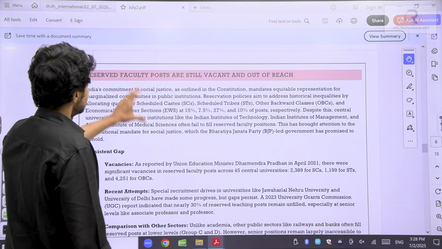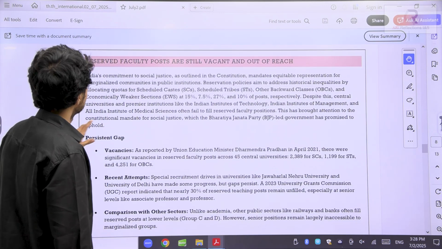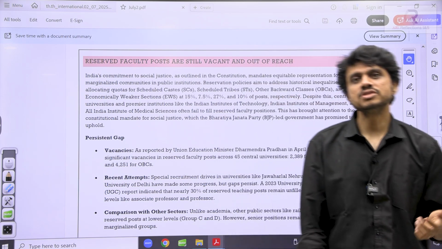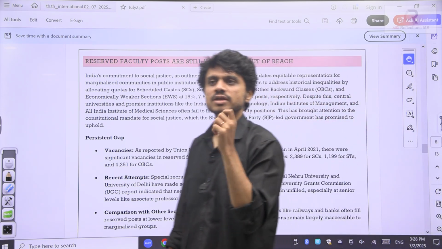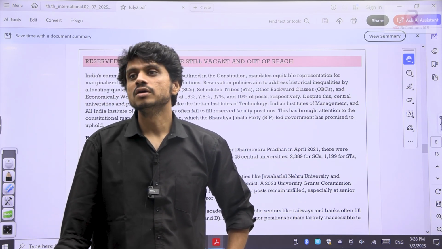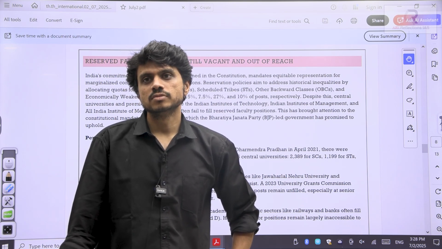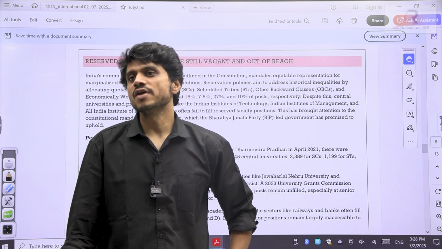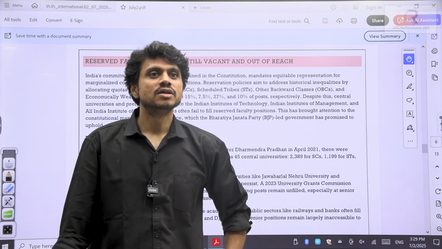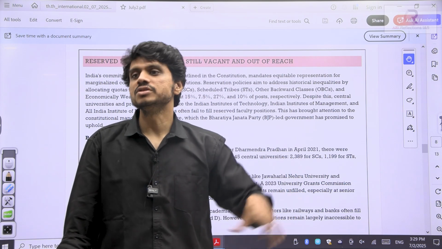Now see, a reservation-related article in The Hindu editorial: India's commitment to social justice. What is justice? Always understand it in one simple line. Justice means, in one word, fairness. Doing what is right. Social justice means providing that level of fairness, doing the right thing for all the communities existing in society.